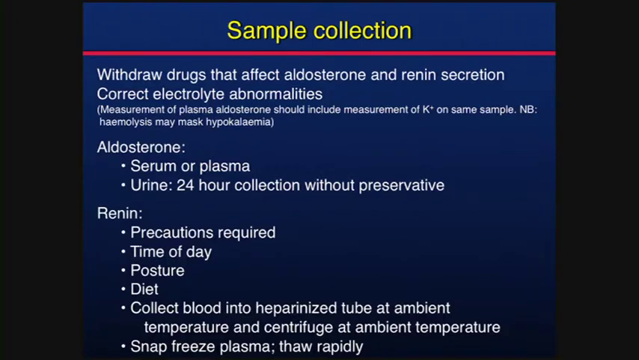We need to consider what drugs they're on. And we need to correct electrolyte abnormalities. And if the patient is potassium deficient, then we need to correct that before we measure their aldosterone and renin levels. Now, Michael Stowasser will be talking about the measurement of aldosterone. And as far as renin is concerned, we need to take precautions.